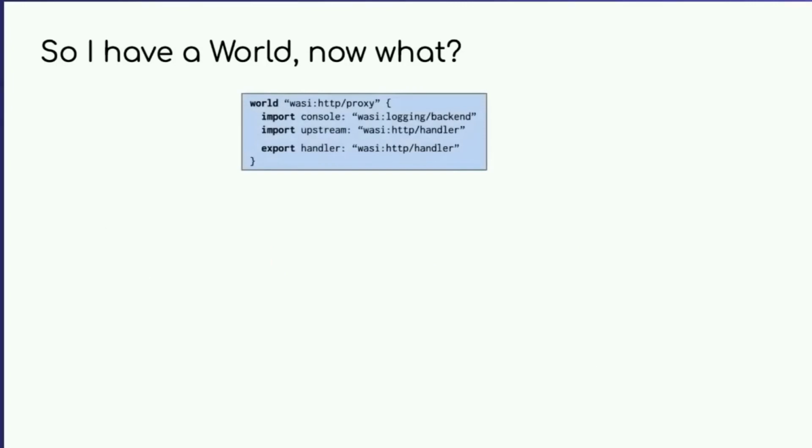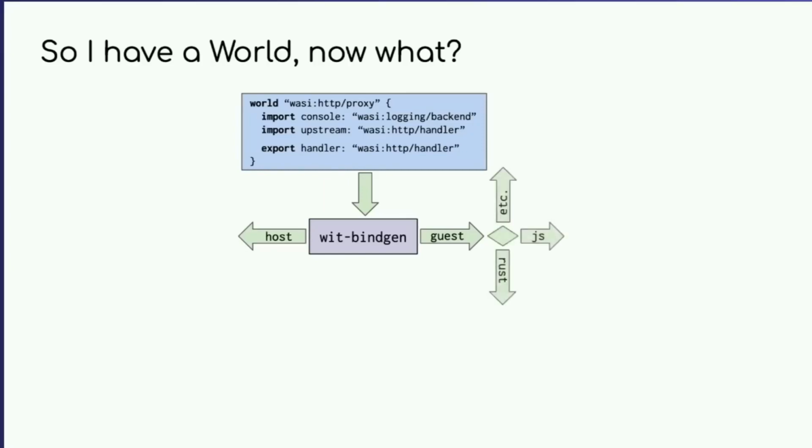So let's take our example HTTP proxy world. There's a new tool that's being worked on in the Bytecode Alliance called WitBindGen. And WitBindGen gives you a set of choices. The first one is, are you making host bindings or guest bindings? If I go the guest direction, my next question is, well, what guest language are you using? And there's a bunch of languages in progress, more than I'm showing here, including Python, Go, Java, and C#. But I'm going to show JS and Rust.